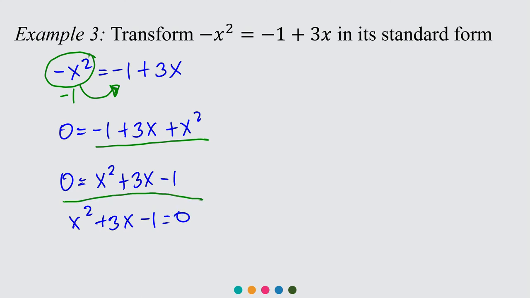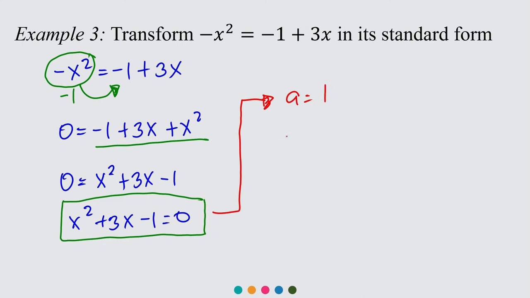And this is the standard form of negative x squared is equal to negative 1 plus 3x. Determine natin yung value ng a, b, and c. So, a is equal to 1. Since wala kayong nakikitang coefficient dito ng leading term natin or ng x squared, automatically meron tayong 1 dyan. So, b now is 3 and c is negative 1. Don't forget yung parang operation niya. And that's the third example.